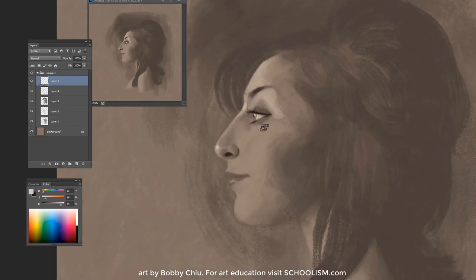Super inspiring. I met Bobby. I actually knew Bobby, and that's what led to me being able to teach at Schoolism. And I met him at a workshop, something very similar to what's going to be there in Mexico. And that was a long time ago.